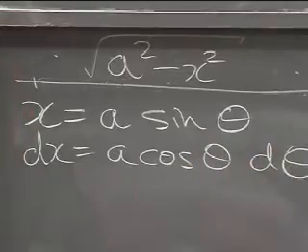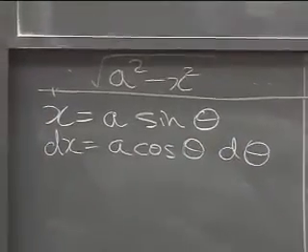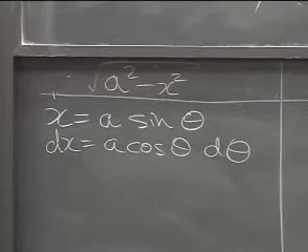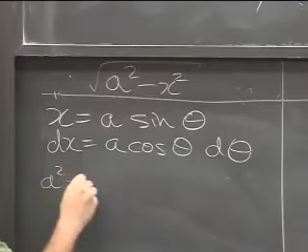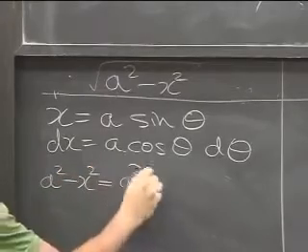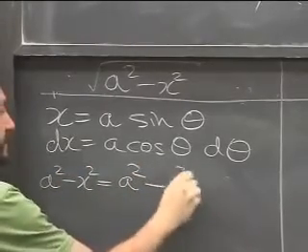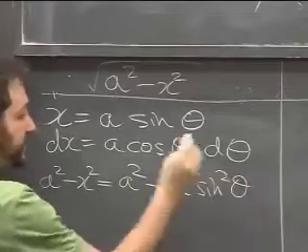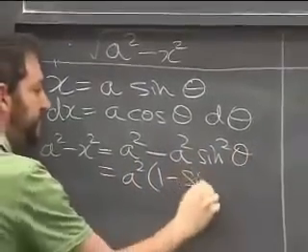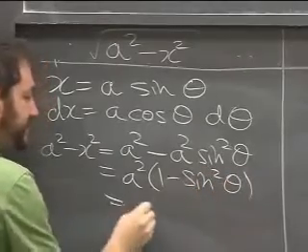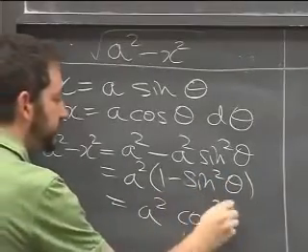You're clearly going to need that. But in principle, that's all you need. However, it's useful to collect a couple of facts. So one fact is that a squared minus x squared is a squared minus a squared sine squared theta, which is a squared outside of 1 minus sine squared theta, which is a squared cosine squared theta.